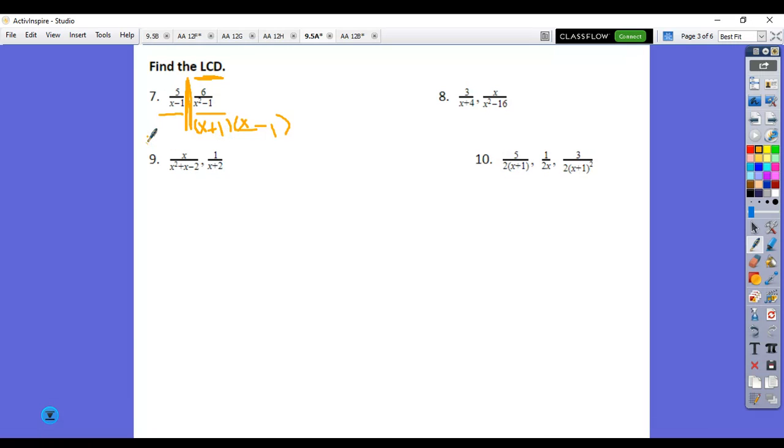All right, for my least common denominator, I need to make the denominators the same. Notice this denominator just has x minus 1, so I need a factor of x minus 1. Then when I look at this denominator, I need to see what am I missing. See, I already have the x minus 1. I just need x plus 1.